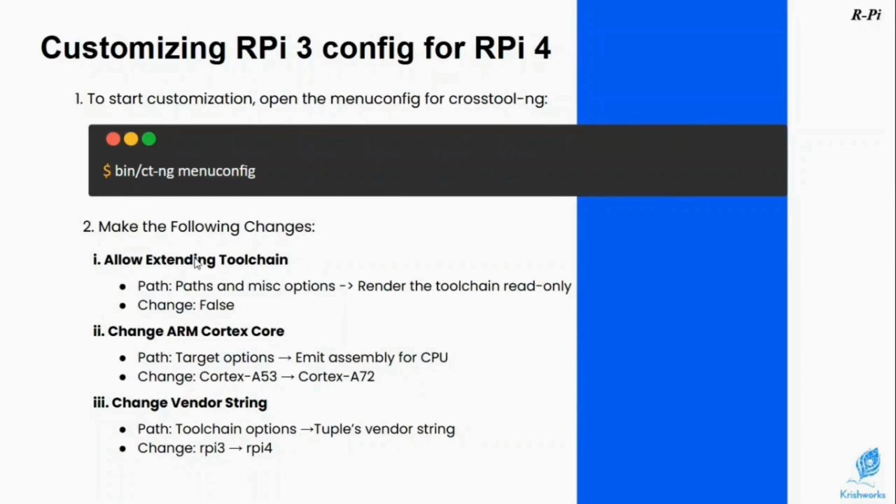Go to Paths and Miscellaneous Options and change render the toolchain read-only to false. After that, go to Target Options, select Emit Assembly for CPU and change Cortex-A53 to Cortex-A72. Next, go to Toolchain Options and then to Tuple's Vendor String, and change RPi 3 to RPi 4.